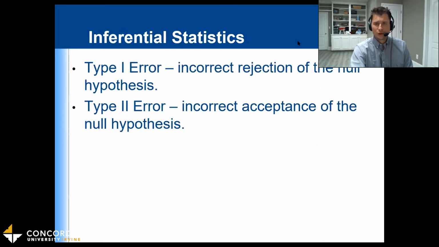Type 1, type 2. Type 1 error is incorrect rejection of the null hypothesis. All right, so if you reject the null hypothesis but end up finding out that that was incorrect, that is a type 1 error. Type 2 error is an incorrect acceptance of the null hypothesis. So let's say we accept the null hypothesis, but we ended up being wrong with that. That is a type 2 error.